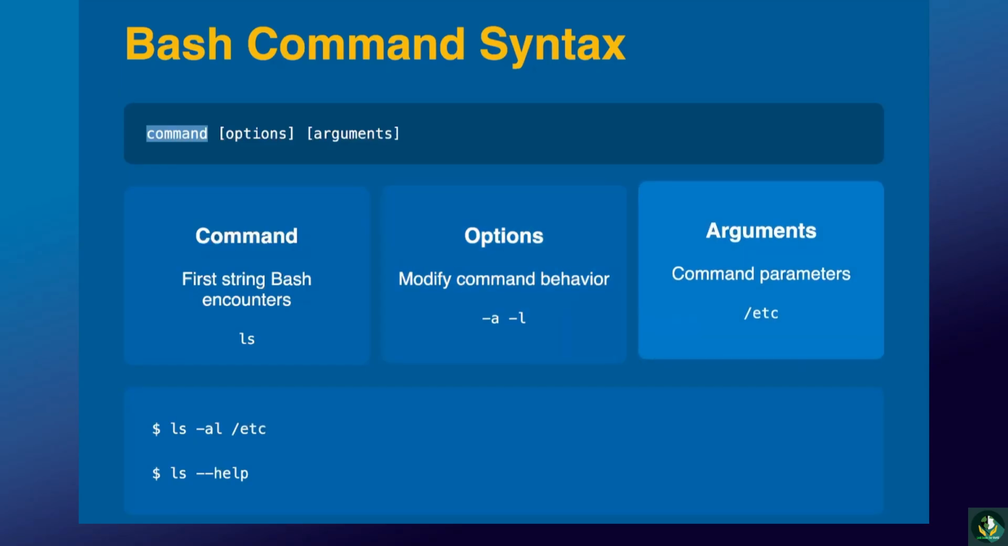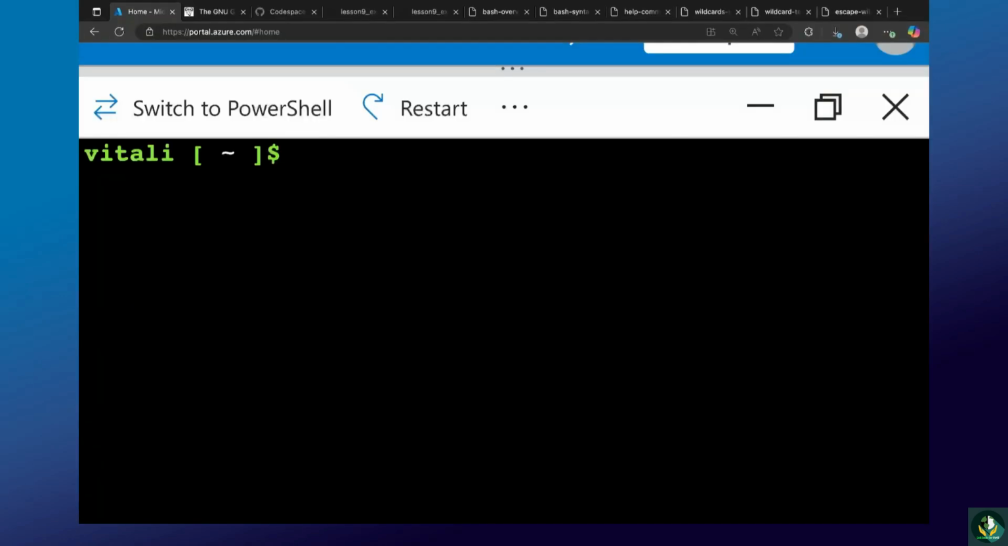And then arguments. Arguments provide specific targets for commands. The system processes these arguments based on the command and options specified. For example, ls /etc will target the etc directory specifically rather than the current working directory. So let's take a look at how we can use it in our Azure Shell environment.